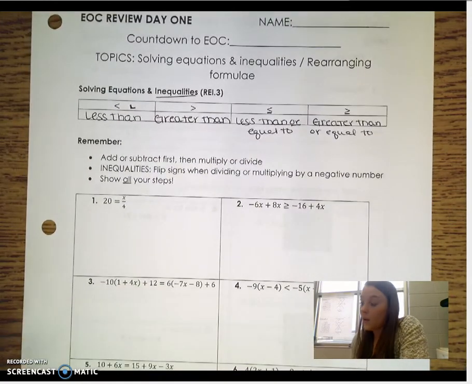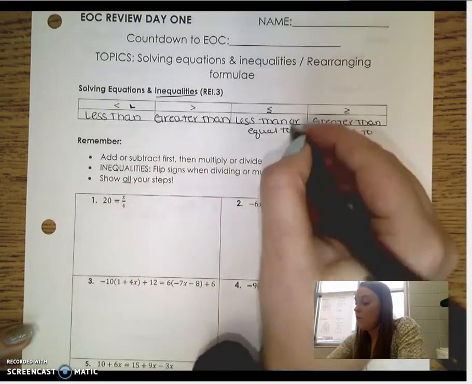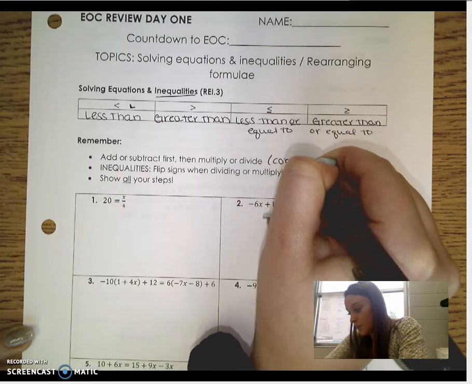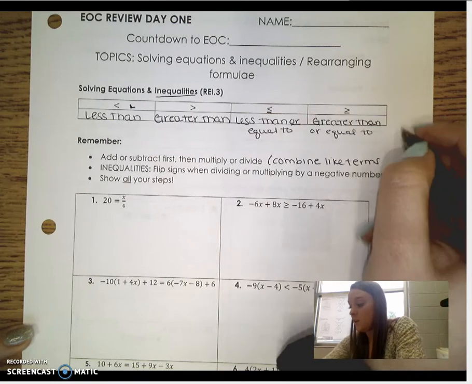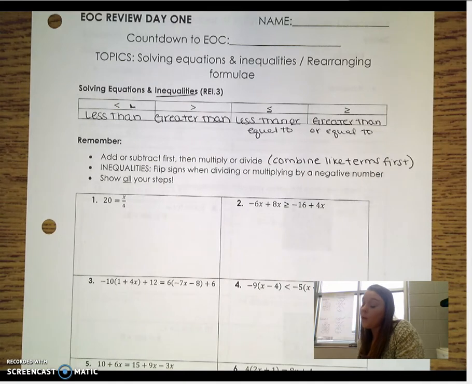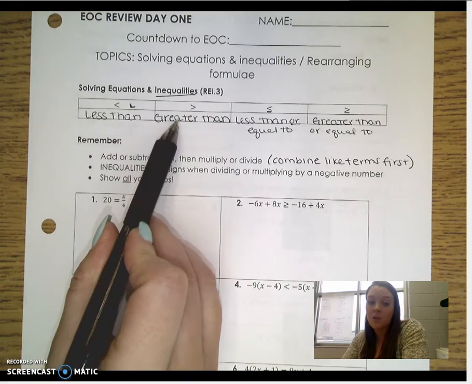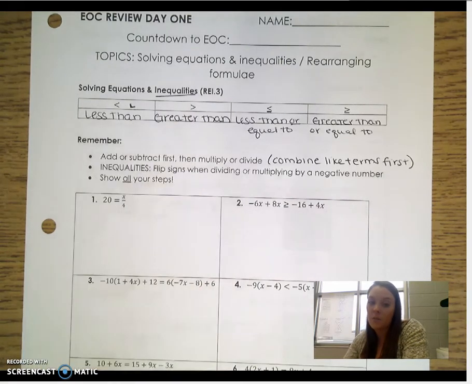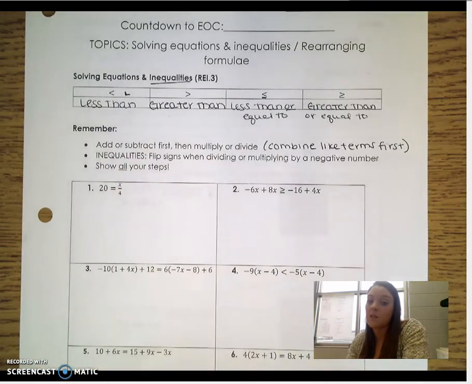When we are solving equations and inequalities, we need to remember that you add or subtract first, then multiply or divide. So first you're going to combine like terms, and then you're going to do the multiplying and dividing. When we are talking about inequalities, you need to remember that you're going to flip your sign when you divide or multiply by a negative number. So if you ever divide or multiply by a negative number, your less than becomes a greater than, or vice versa. If you have a greater than, it becomes a less than. The best way to make sure that you don't make any small mistakes is to show all of your steps.